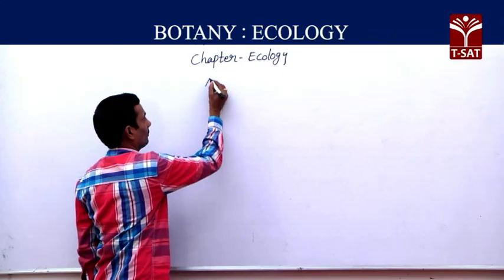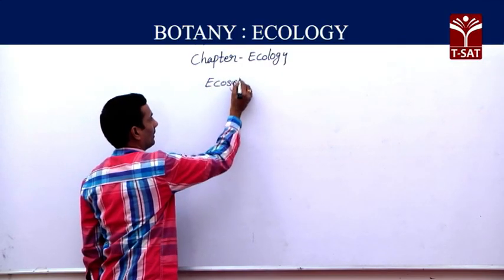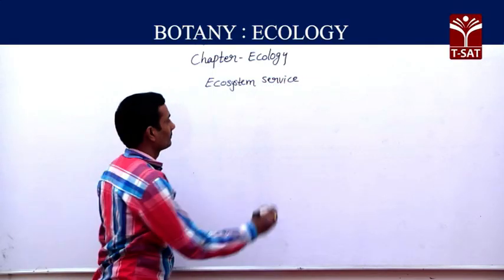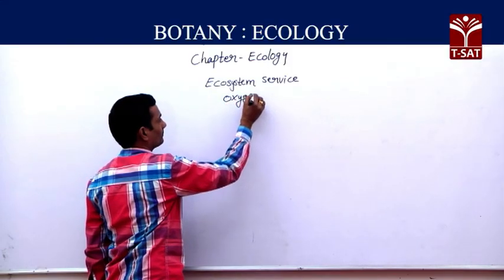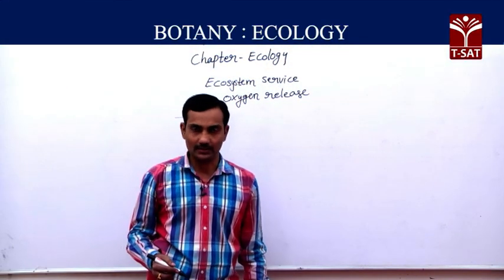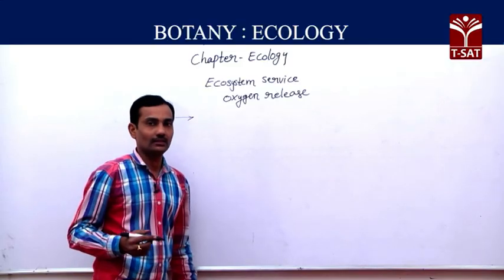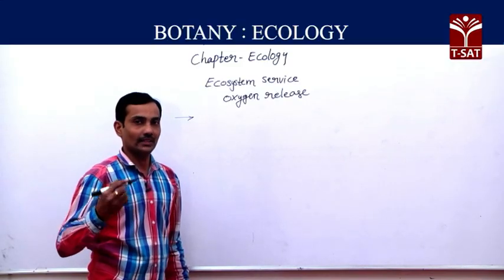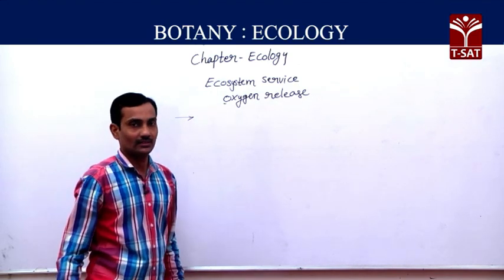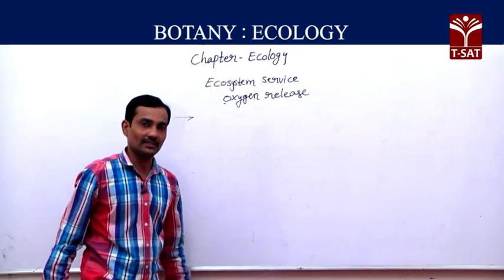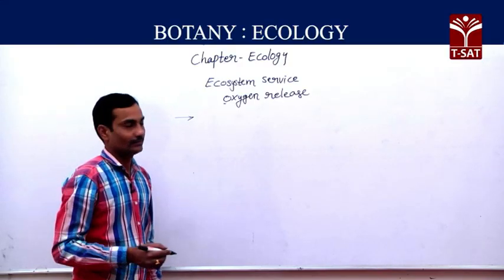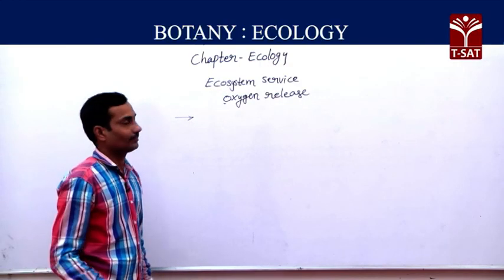Now we are going to discuss ecosystem service, oxygen release. Mainly during the photosynthesis process, carbon dioxide gas is taken by the plants and the plants release oxygen. Researchers and scientists, by doing research, have given a few concepts.